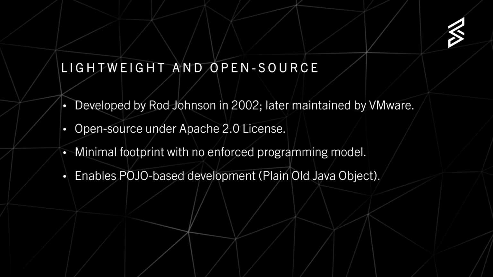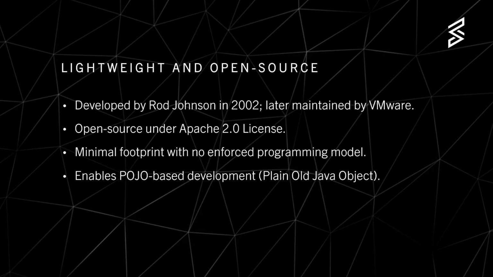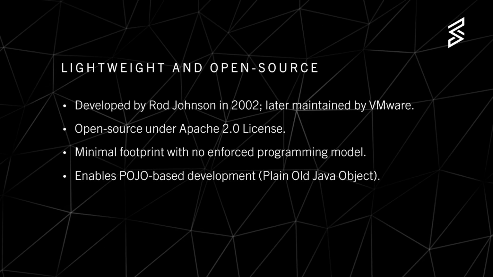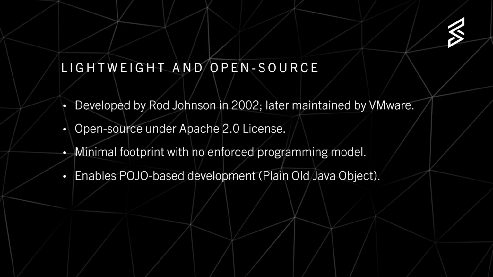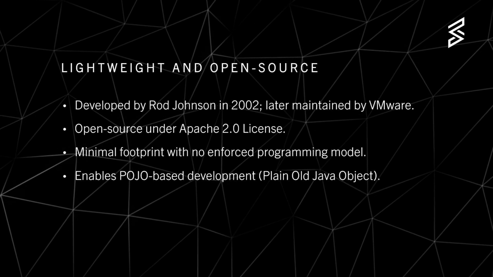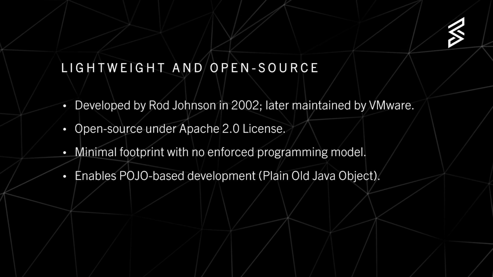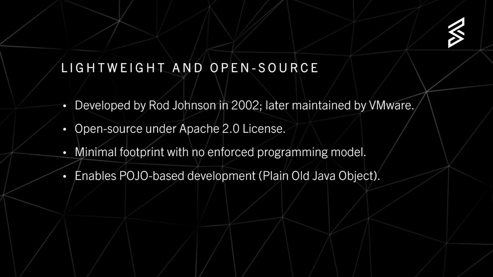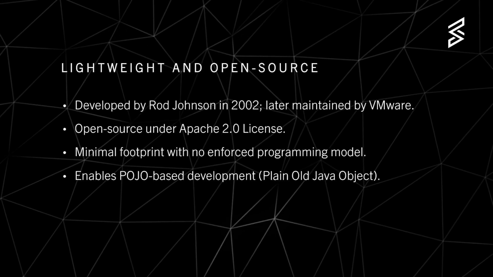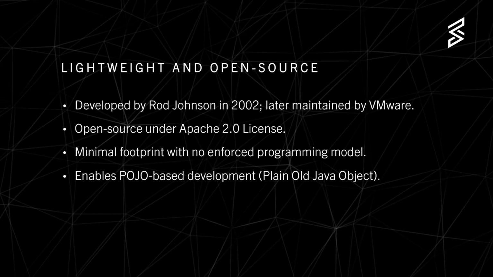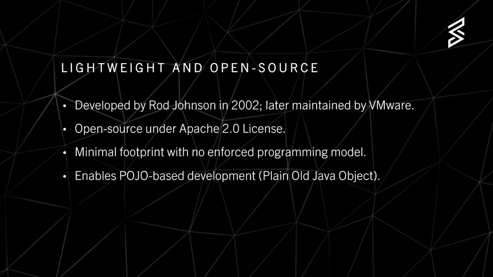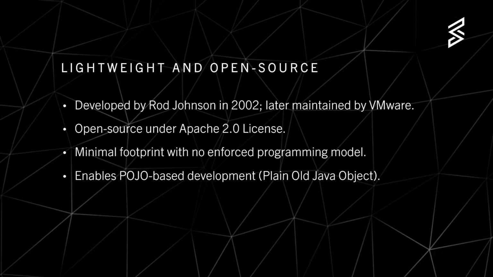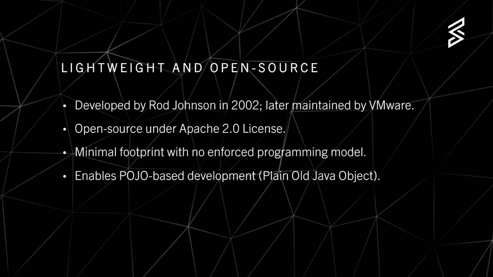One of the defining characteristics of Spring is that it's lightweight and open source. It was originally created by Rod Johnson in 2002 as an alternative to the heavy and complex EJB, meaning Enterprise JavaBeans model, that dominated Java development at the time. Since then, Spring has evolved dramatically, and it's now maintained by VMware under the Apache open source license.